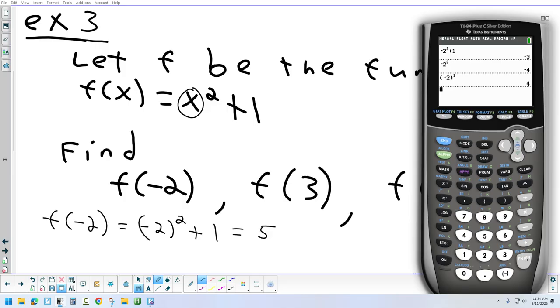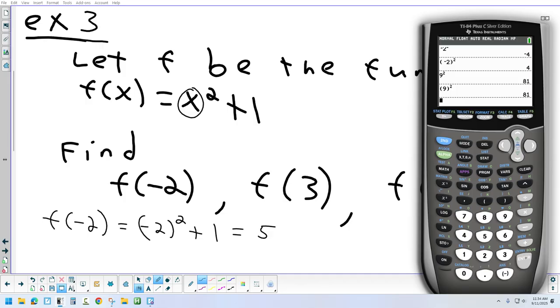Okay, so that's another thing with this calculator. Make sure if you're raising a number to a power and it has a negative symbol, put it in parentheses. If there's no negative symbol, then you could just do 9 squared, and that doesn't matter.